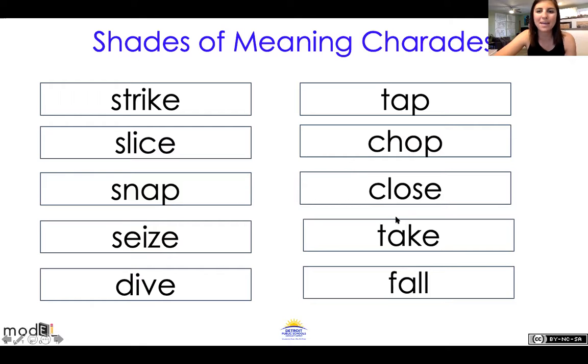What about snap and close? If you snap something shut, or if you close something shut, right? Show me how you snap or close something. What about seize and take? If I were just to take the paper, but if I were to seize the paper, it'd have more meaning, right? You'd be like, oh my gosh. What about dive and fall? Oh, I fell. What if you dove? So dive and fall. If you take a look at these words, both of these are going to be synonyms.